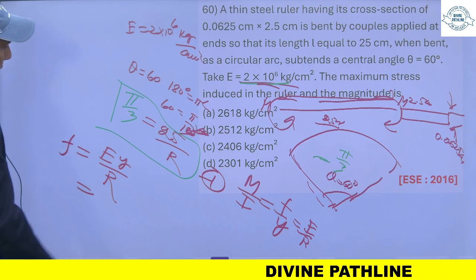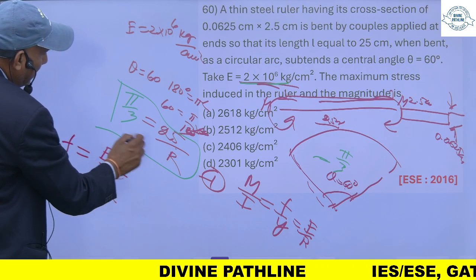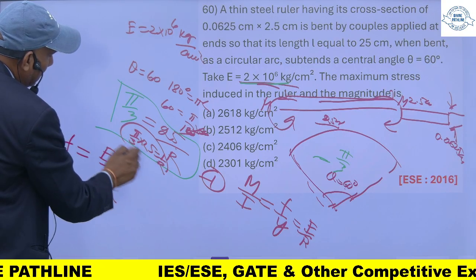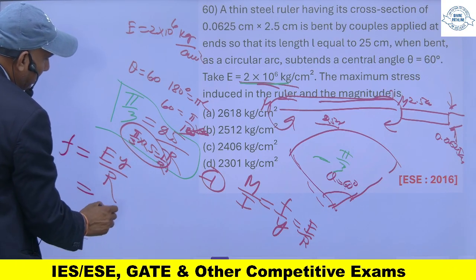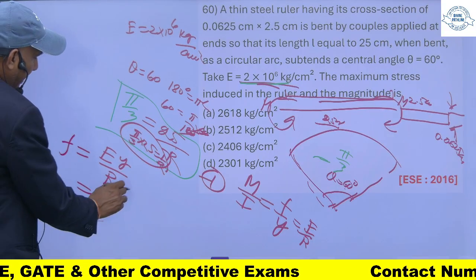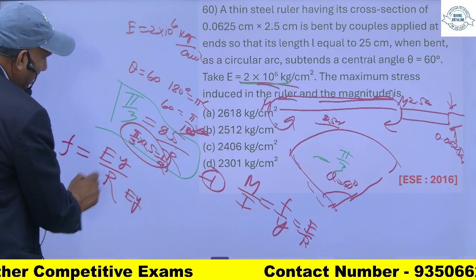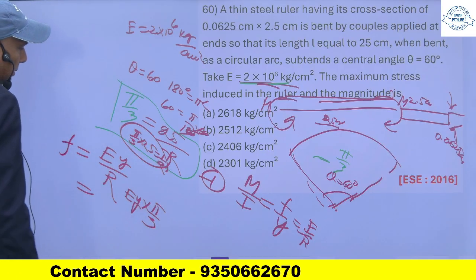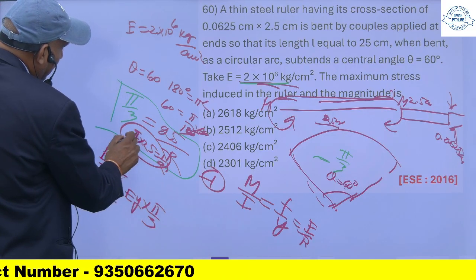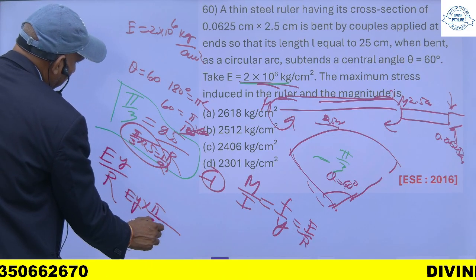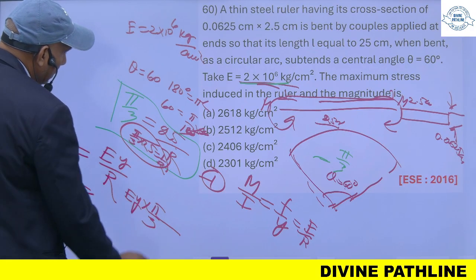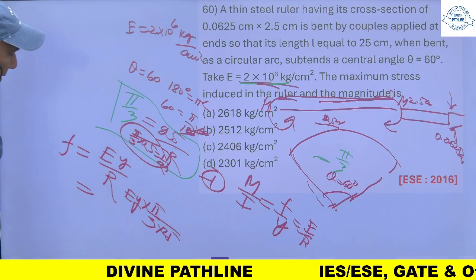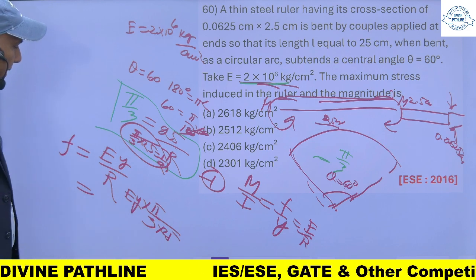So from this equation, 1 upon R will be pi by 3 into 25. So I can put this here. So it will be E into Y into 1 upon R, where 1 upon R is equal to this one, pi upon 3 into 25.